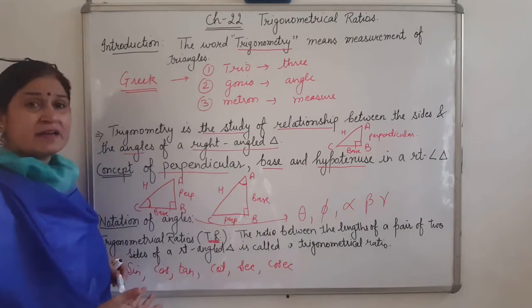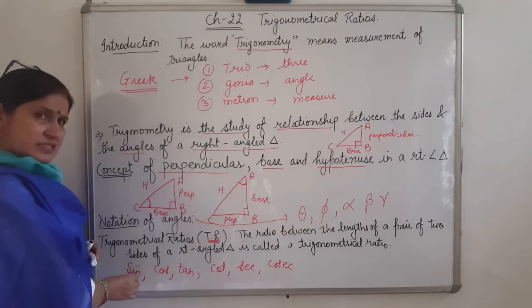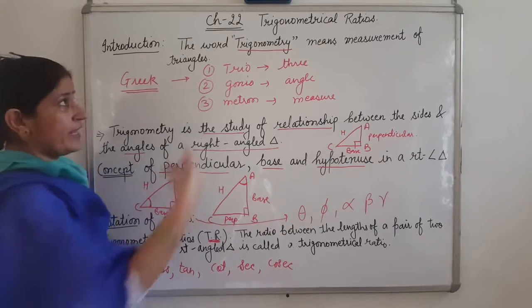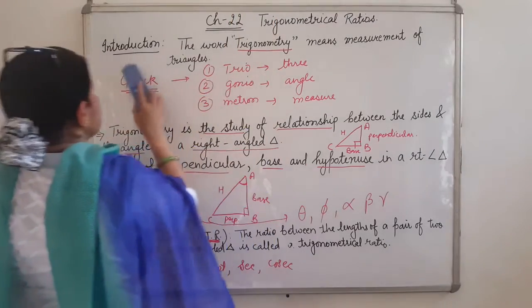Now how to find the ratio? How do you calculate sine? How do you calculate cos? Which two sides' ratio do you have to take? We will learn now.